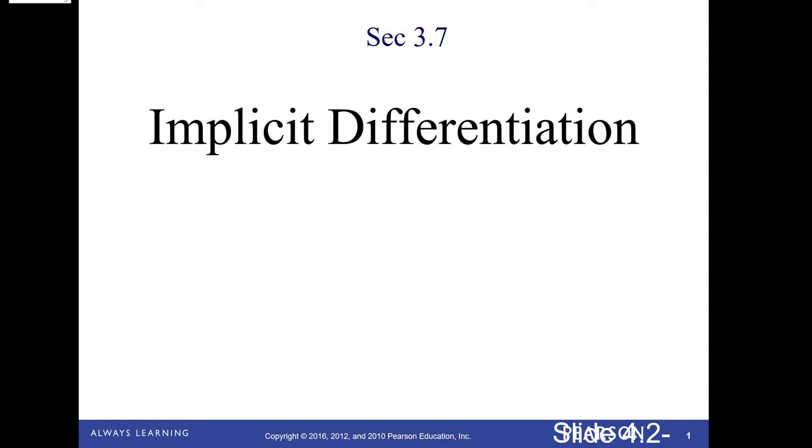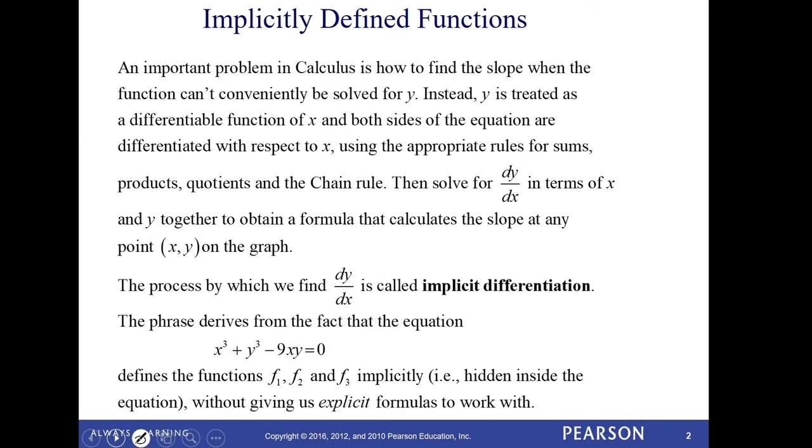Section 3.7 is implicit differentiation. So we're continuing our differentiation rules. A lot of words here. Let's read through them and write down what you need to.